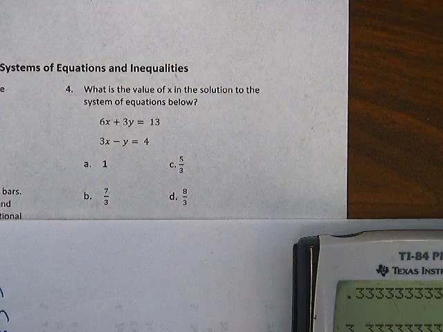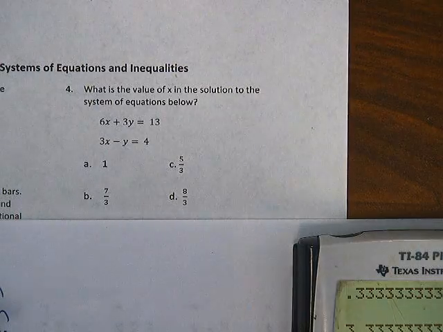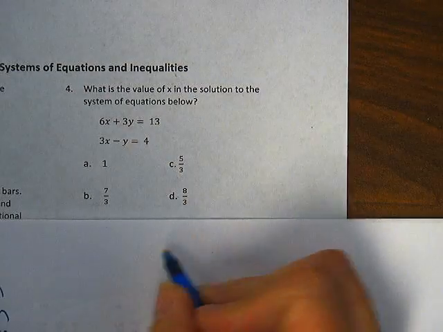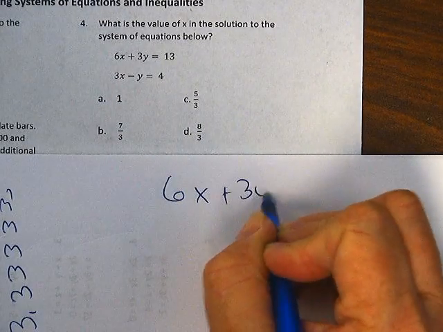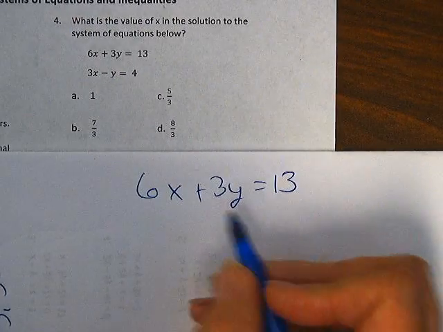Okay, number 4 is a similar problem. What is the value of x in the solution? So we've got to get both our equations into slope-intercept form. We'll start off with 6x plus 3y equals 13, and we need y by itself.